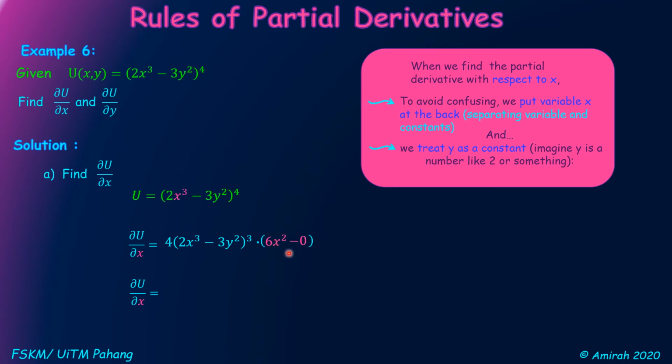And then this is a multiplication operation. So when we simplify, we can multiply 6x squared times 4 here. So we get 24x squared and then (2x cubed minus 3y squared) cubed. No need to expand. Okay, we just leave this function as the final answer for the partial derivative of u with respect to x. Right?